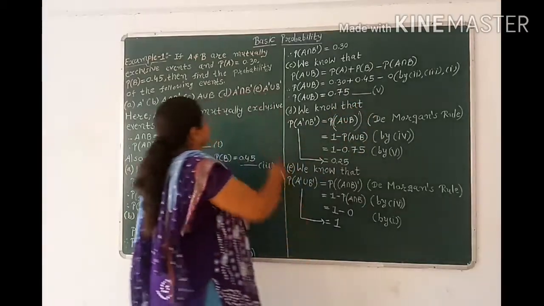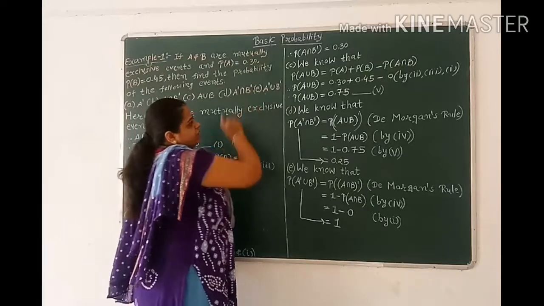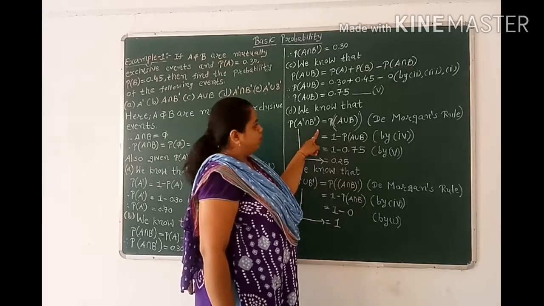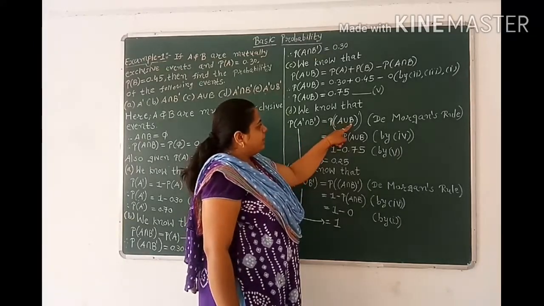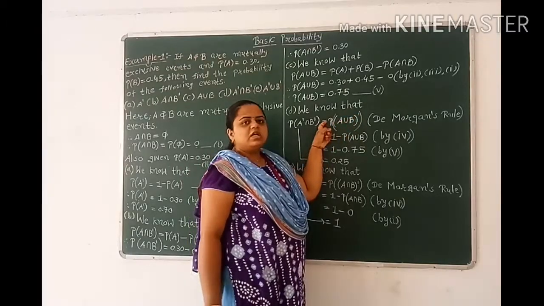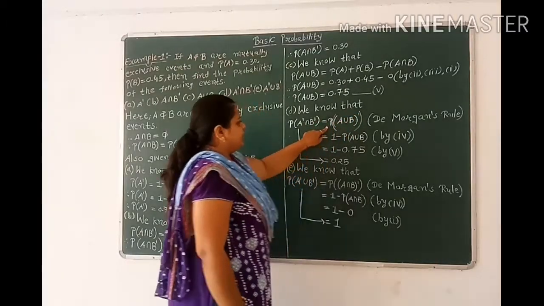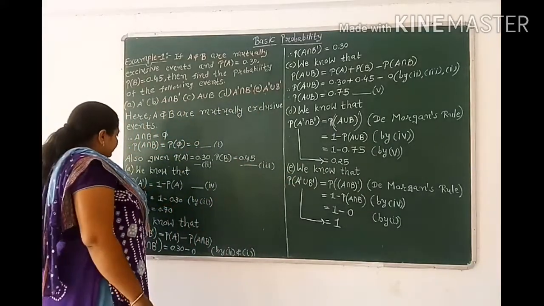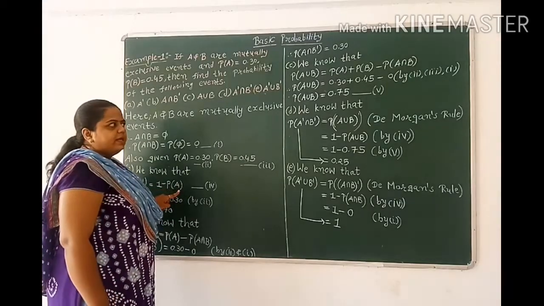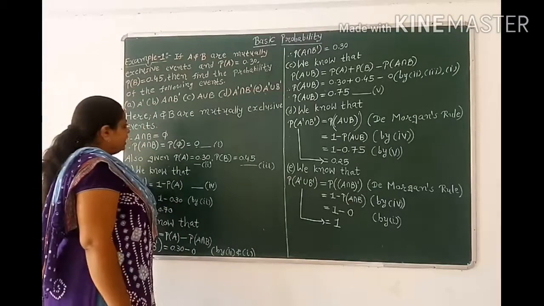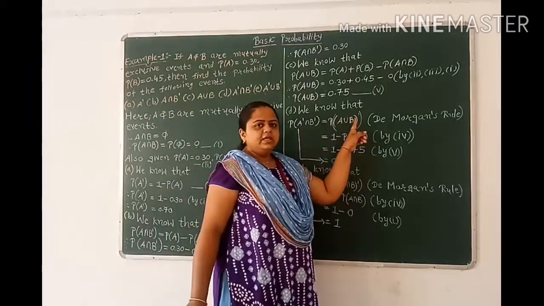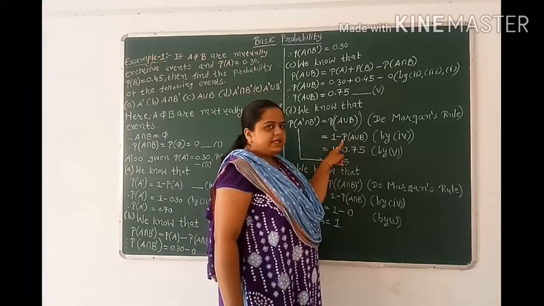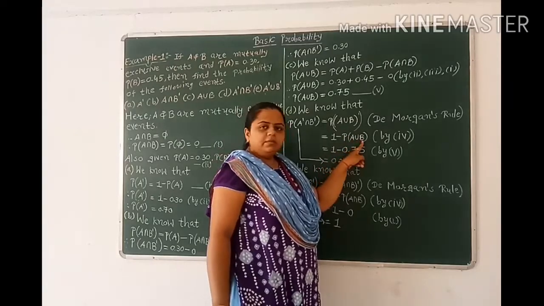Fine. Now the next one is A dash intersection B dash. We know that probability of A dash intersection B dash equals probability of (A union B) whole dash. This is De Morgan's rule. And by our equation 4, we know that probability of A dash equals 1 minus probability of A. But in place of A, here we have A union B. So probability of A dash intersection B dash equals 1 minus probability of A union B.